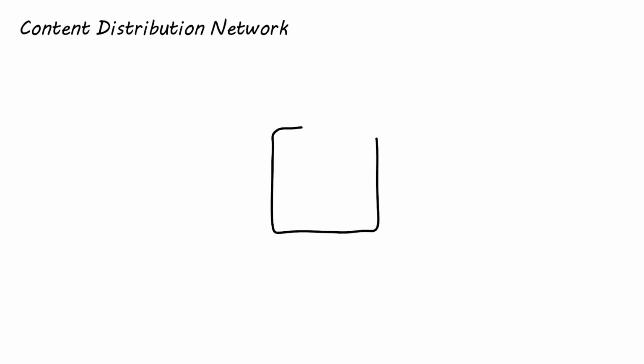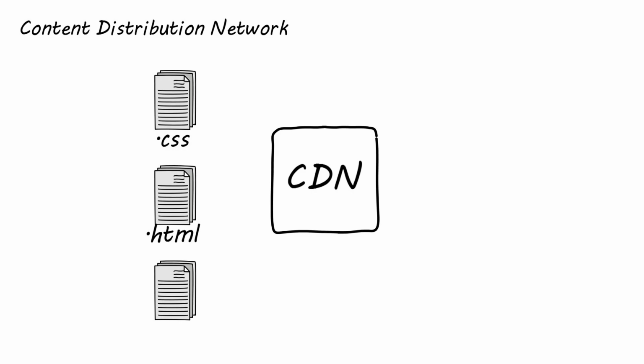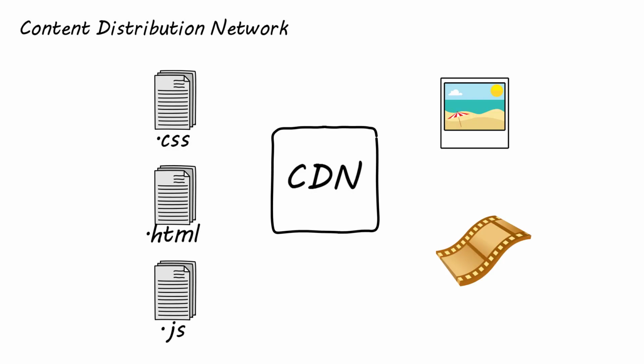Another kind of cache is the Content Distribution Network, CDN. CDNs are used where a large amount of static content is served by a website. This can be CSS files, HTML files, JavaScript files, or photos, videos, etc. Now, CDNs work the same way as other caches, where if the content does not exist in the cache, then the backend servers are called for that file and stored in the cache for future requests.